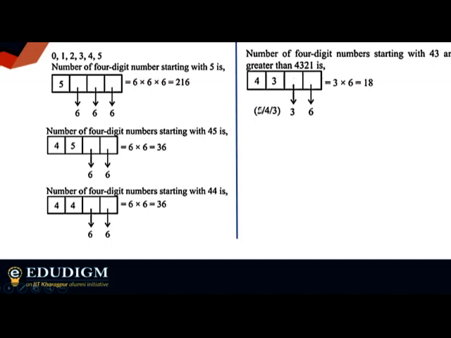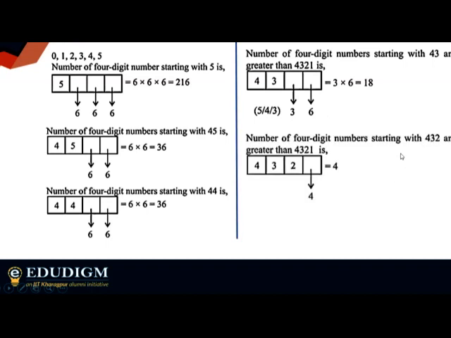Since this is going to be strictly greater than 4321, it cannot be 2 or less than 2. It can be 2, but we are not taking this case now. So there are 5, 4, or 3, three options. For this one, it's perfectly open. Another case we have made here: it cannot be 1, it has to be strictly more than 1, so it cannot be 1 or 0. So 2, 3, 4, 5 are allowed.